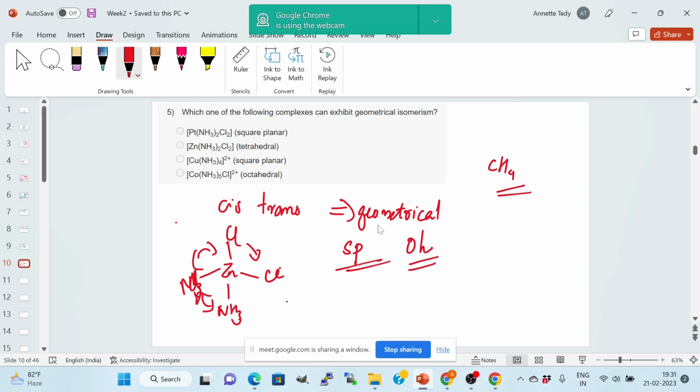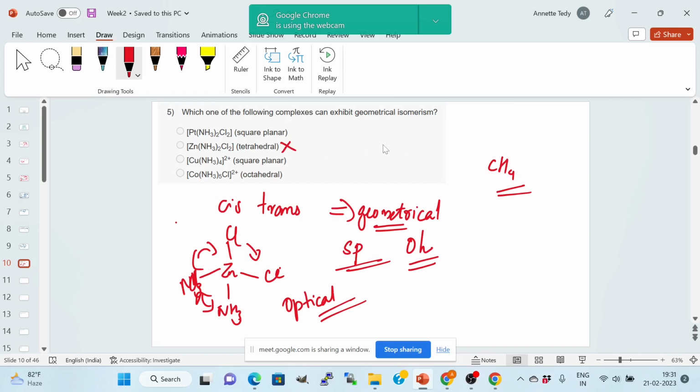Here we have to note that we are asking about geometrical isomerism, but tetrahedral complexes have something called optical isomerism. If the question is about optical isomerism, definitely most of the time tetrahedral complexes will have optical isomerism. Since it is about geometrical isomerism, we can rule this one out because it is tetrahedral.